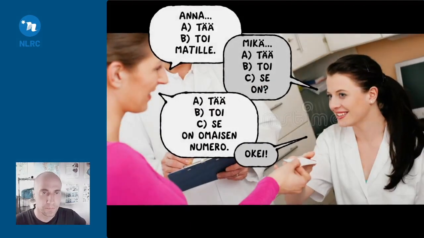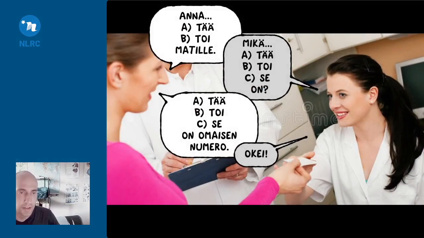Here's the next one. So a client handing out something to a clerk or a nurse, saying anna tää Matille, or anna toi Matille. Mikä? Oh sorry, mikä tää on, mikä toi on, mikä se on? Tää on omaisen numero, toi on omaisen numero, se on omaisen numero. Give this or that to Matti, what is this or that? It is the relative's number. Okay. So what are the correct answers here?